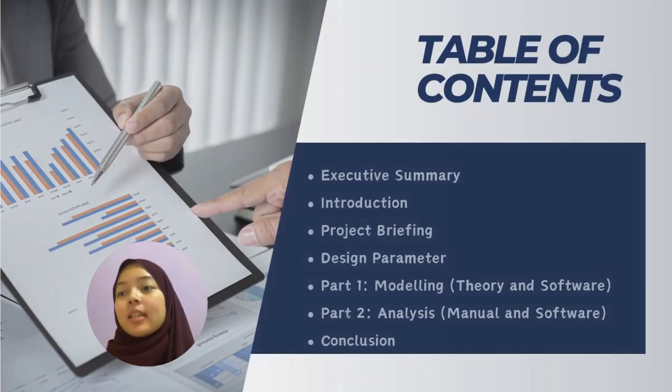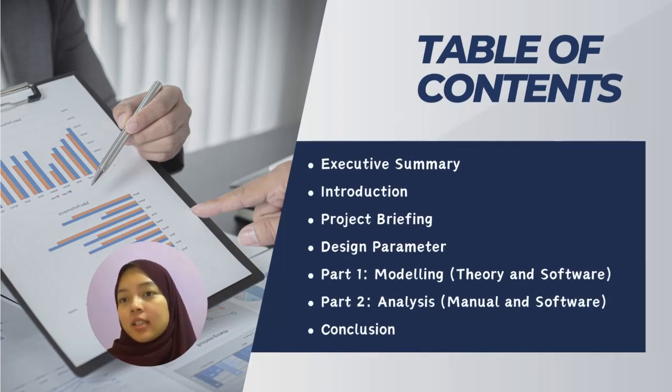The next slide is the table of contents. Here is the contents that we will talk about, which is the first one is executive summary, introduction, project briefing, design parameter, part 1 modeling that include theory and software, part 2 analysis, manual and software, and the last one is the conclusion.